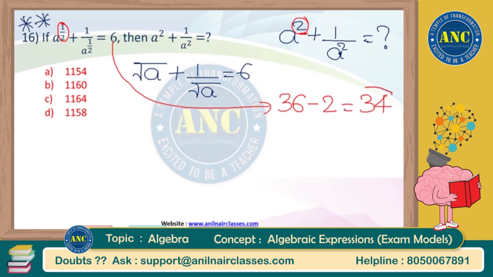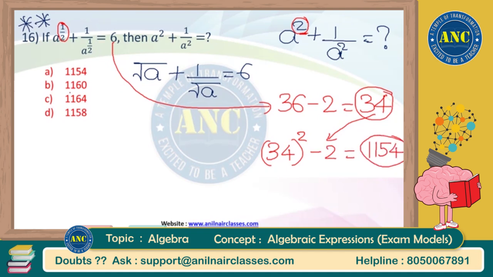Now, this 34 is for a power 1 plus 1 by a power 1. But the question is a power 2 plus 1 by a power 2. Take it once again. Take this 34, square it and subtract from 2. 34 square minus 2. It is 1156 minus 2. Answer is 1154. Answer for this question is 1154.